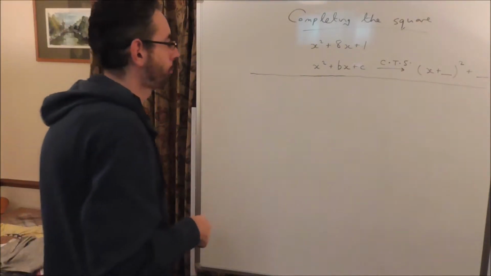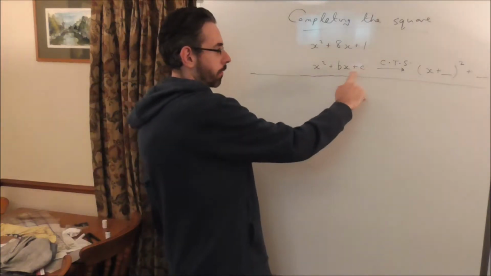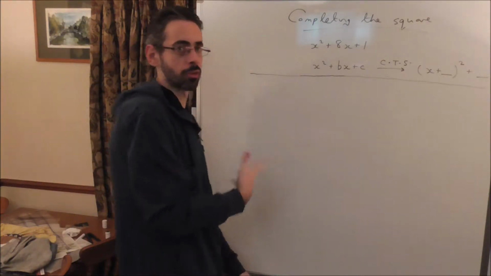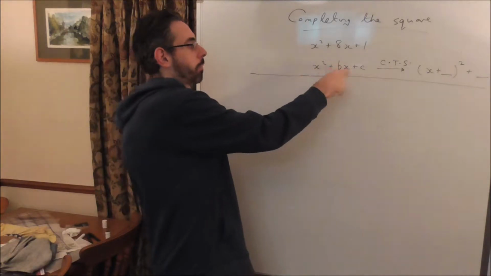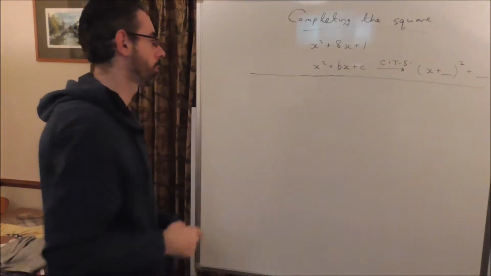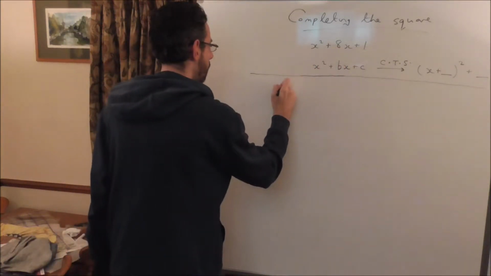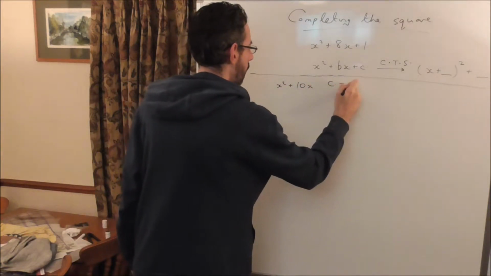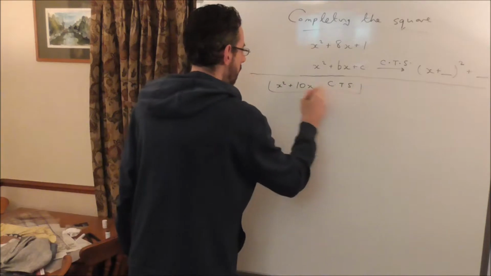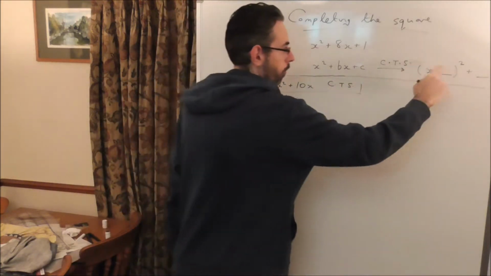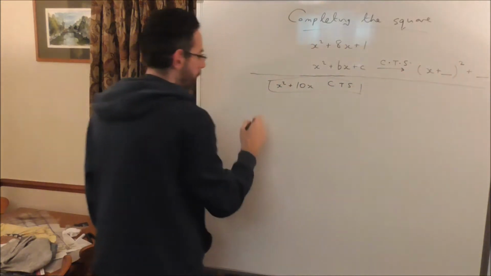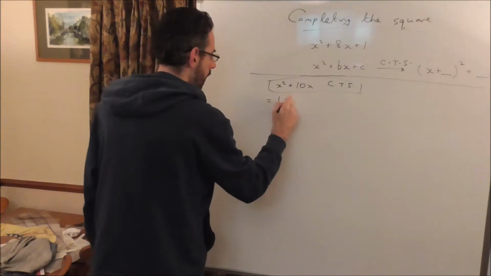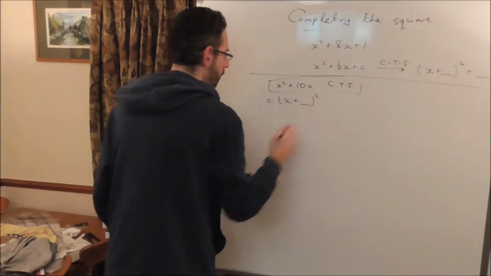So in the first few examples, I'm not going to have a number at the end of the expression. The expressions are just going to be of the form x squared plus something x. So the first one's going to be x squared plus 10x. And let's complete the square. That just means rewrite it as x plus something squared.